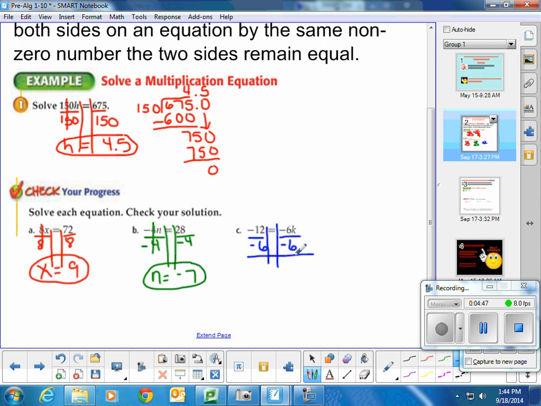Now over here on the right side, a negative 6 divided by negative 6, that's 1, and 1 times k is just k. And on the other side, the negative 12 divided by negative 6 is a positive 2 because negative divided by a negative is positive. However, you'll see the answer usually written with the variable first, so I'm going to write k equals 2.